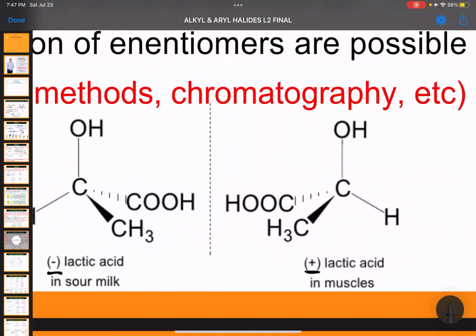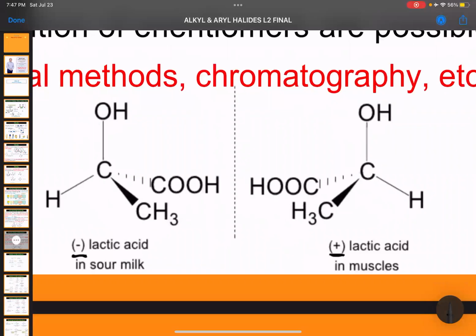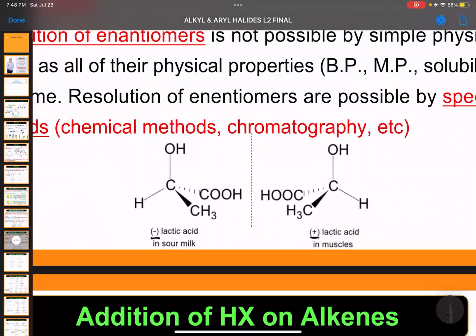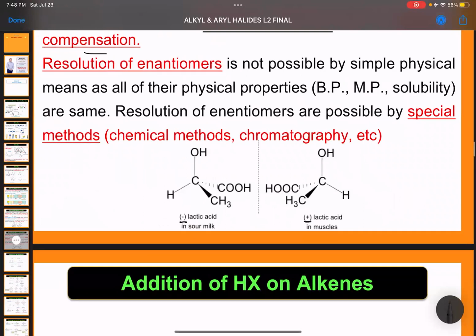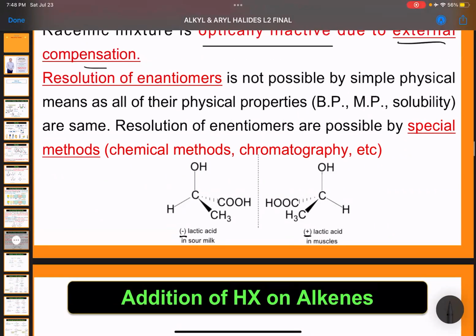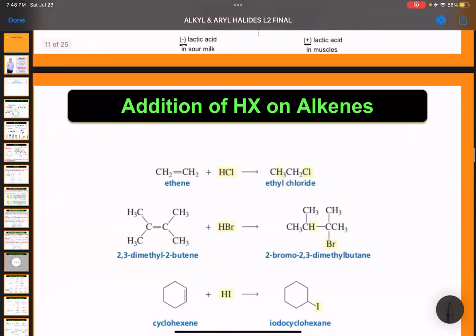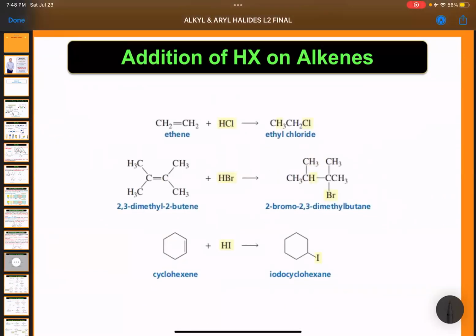Okay, this is dextro. Its mirror image is going to be dextro, right? So if they are present together, you need some special method, chemical method and chromatography to separate them. And this special method, the separation of enantiomers, has a special name given by UPSC, that is resolution. Okay, clear? So this is the thing which you need to understand.